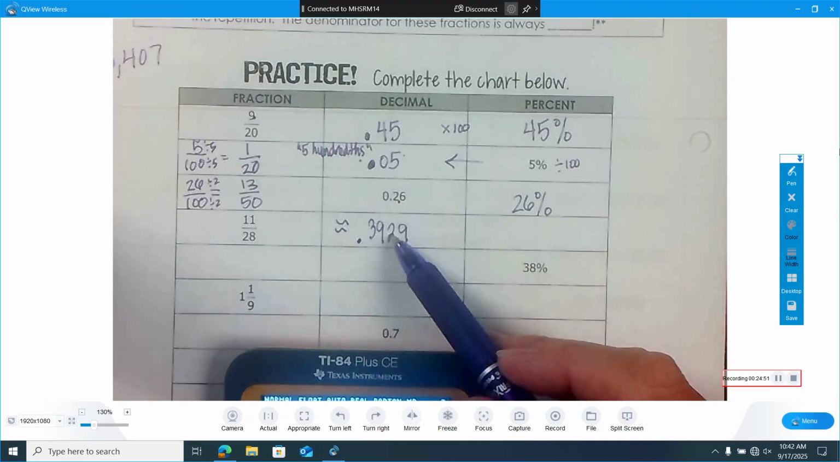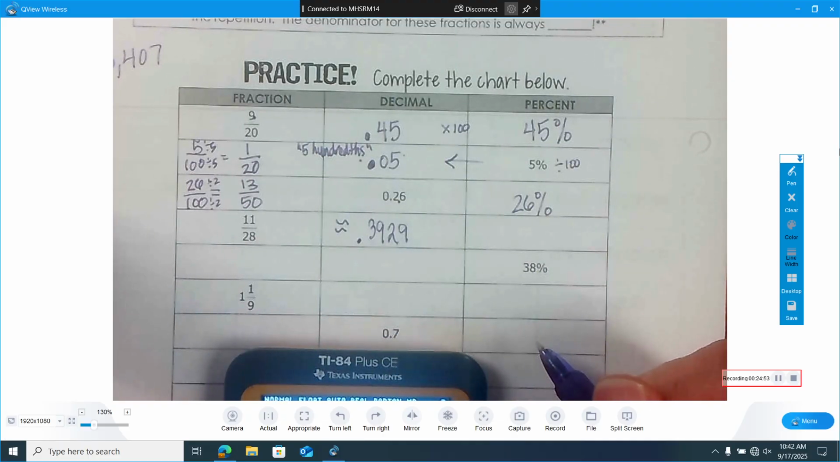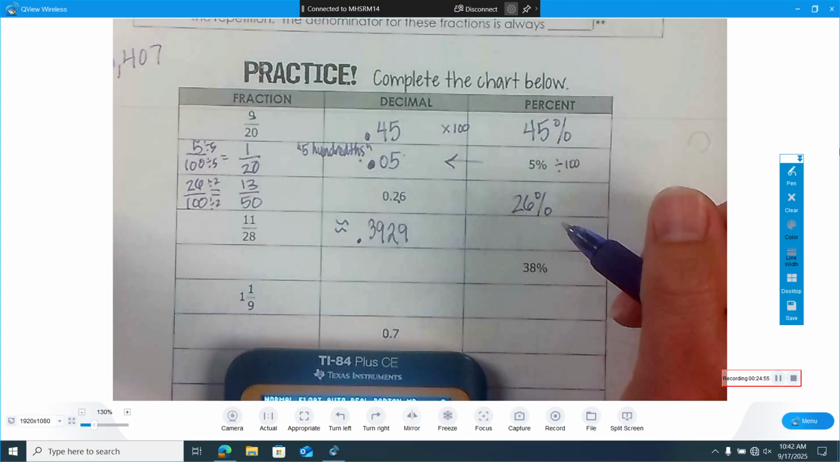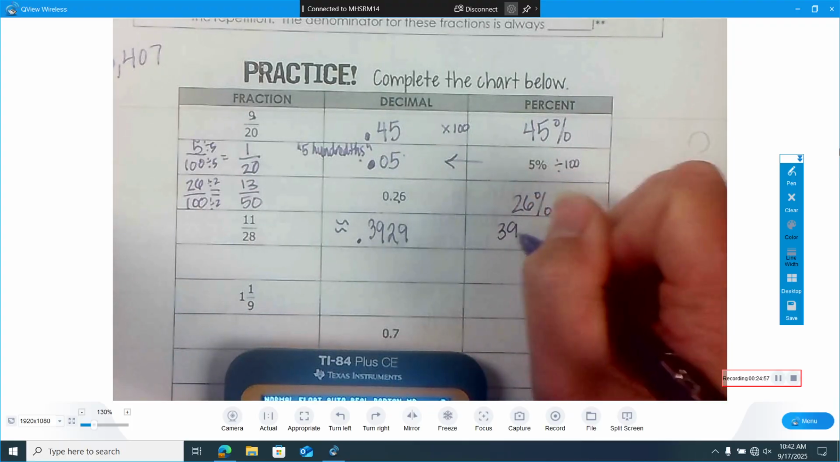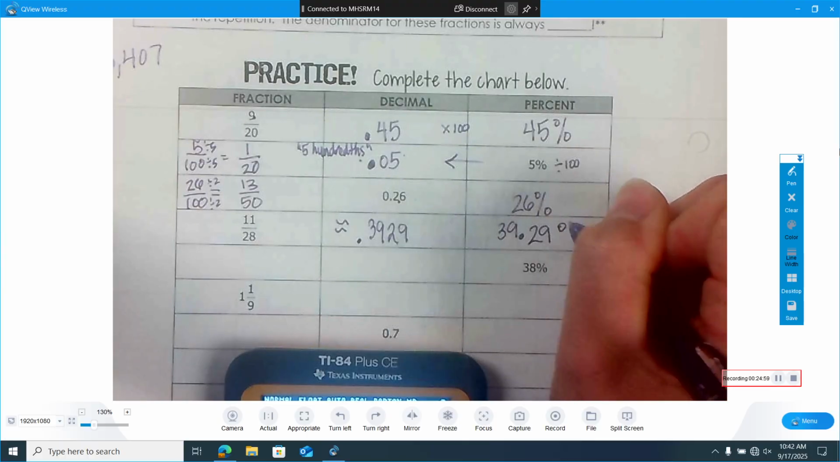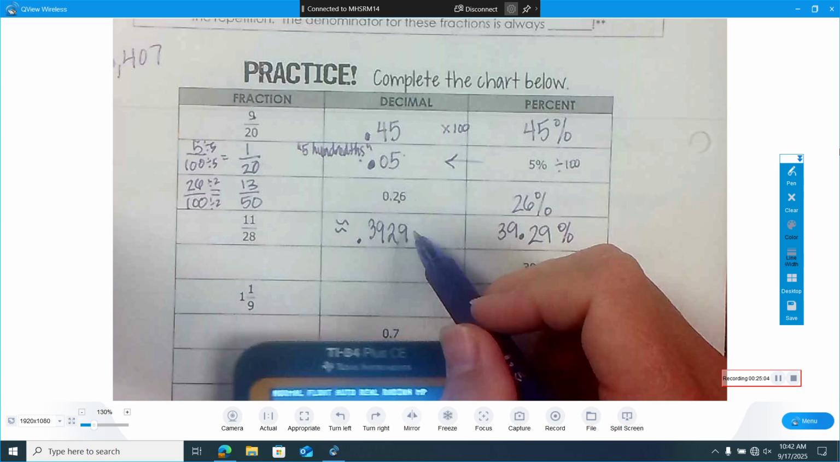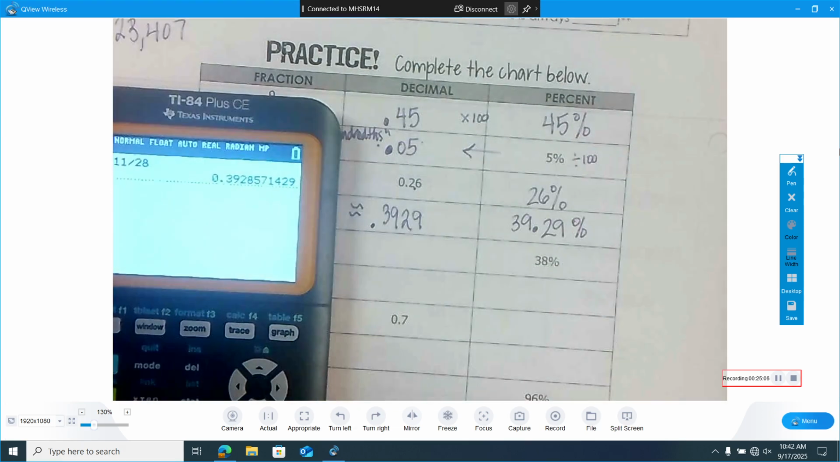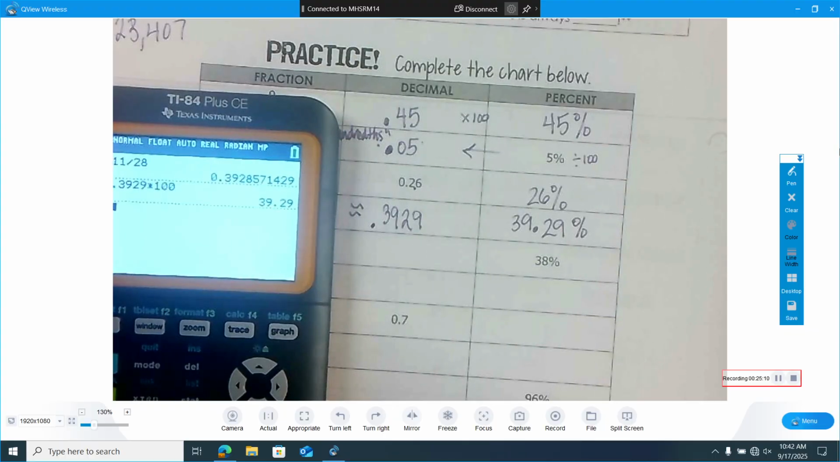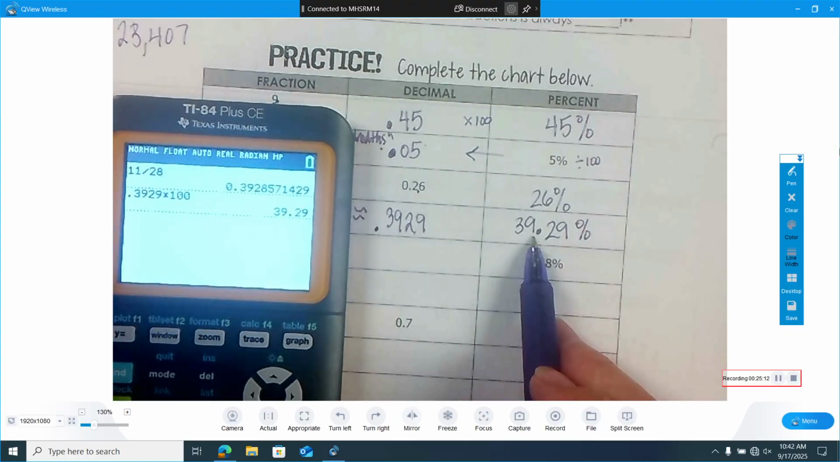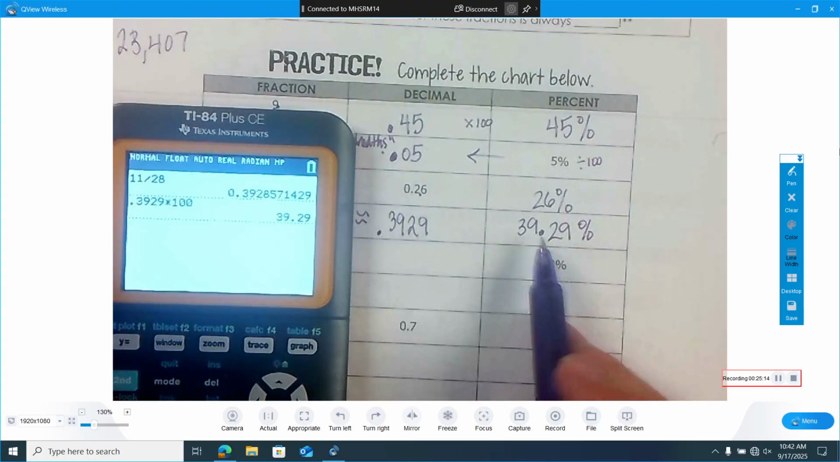if I have that crazy decimal, what's that crazy decimal's percent? 39.29%. Again, you can move the decimal 2 places, or if I just take this decimal, 0.3929, and multiply it by 100, there I get 39.29%. Okay?